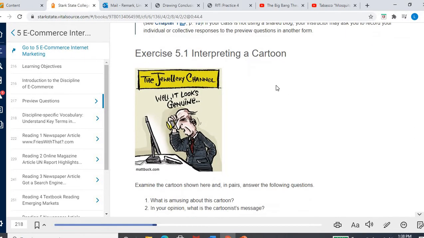We have a cartoon here that has this jeweler looking through his little glass saying, well, it looks genuine. I think it's a commentary on how we often have to be very careful with what we see and do online, because it can look authentic, it can feel and look real, but we always have to make sure we're evaluating those things very carefully, especially when it comes to the commerce side of it, putting our credit card information in and buying and selling online. So it's just something to think about with this topic.